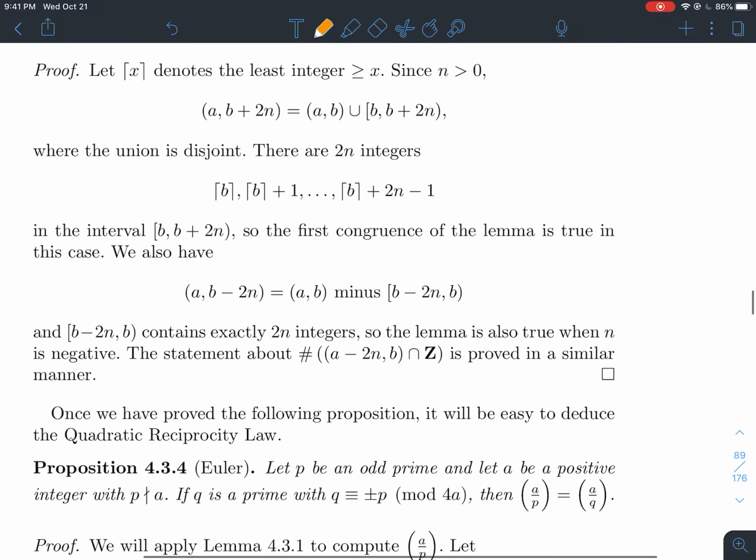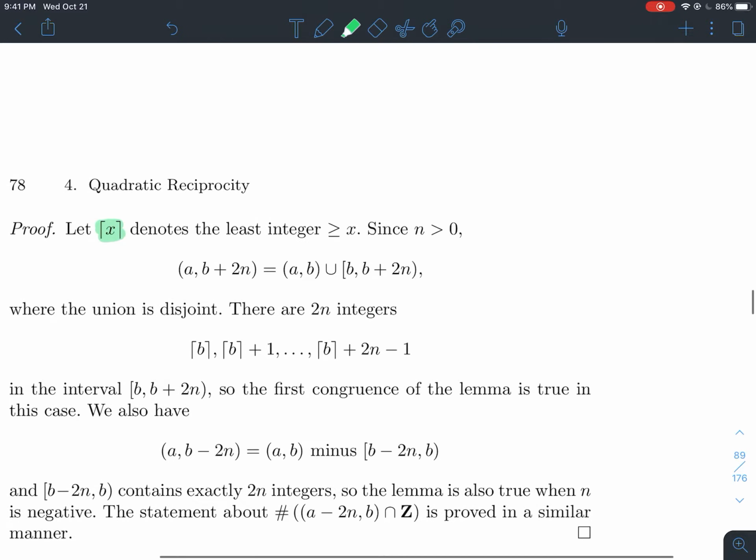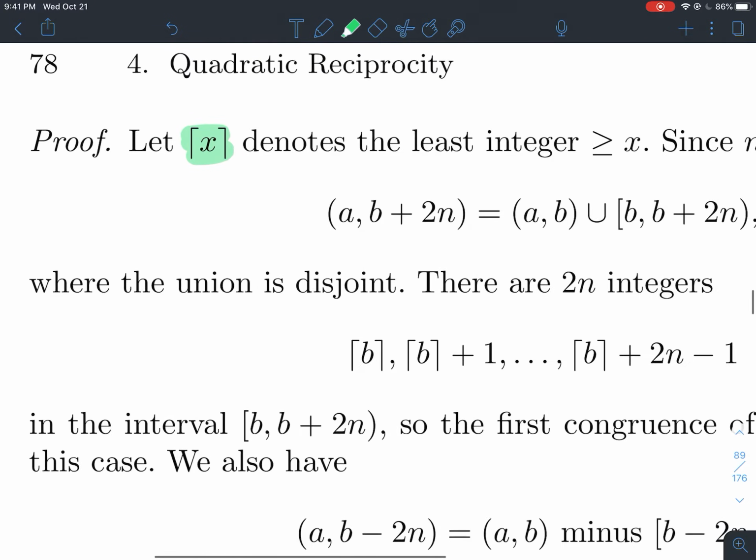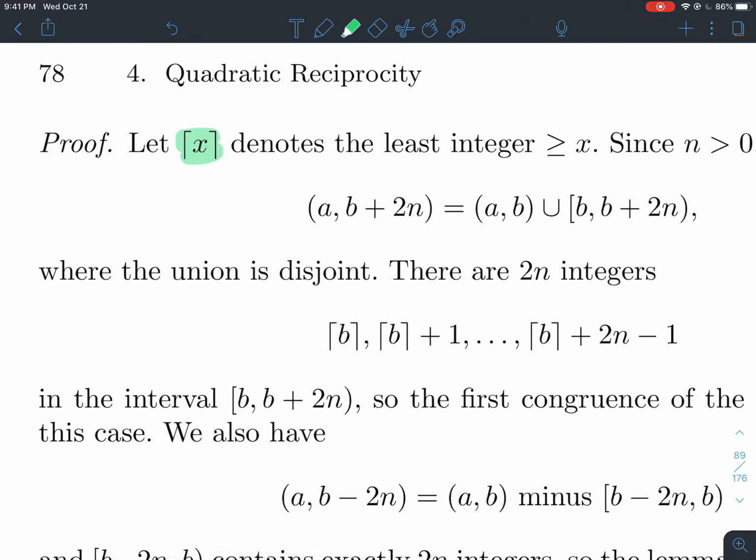Okay, so what does the proof of this look like? Before we get into Euler's proposition, we need to do this. This notation here is the symbol for the ceiling of x. So x is any real number. The ceiling of x denotes the smallest integer that's greater than or equal to x. So like the ceiling of 2.9 would be 3.